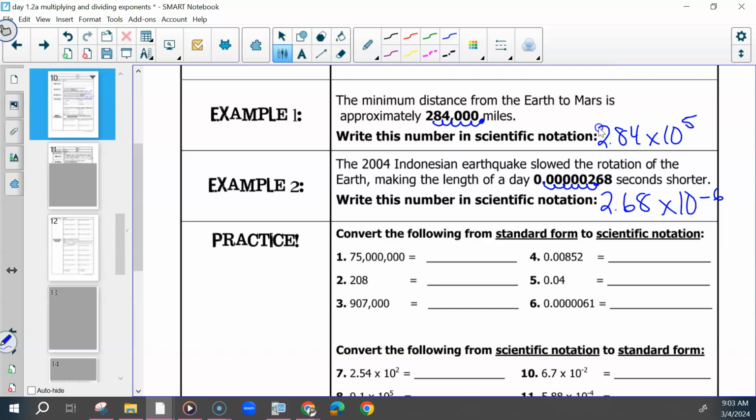So when you start with a really small decimal and you're moving to the right, you have negative exponents. When you're moving to the left, you have positive exponents. The more you move to the left, you're going to add the number of exponents. The more you move to the right, you're going to subtract the number of exponents.